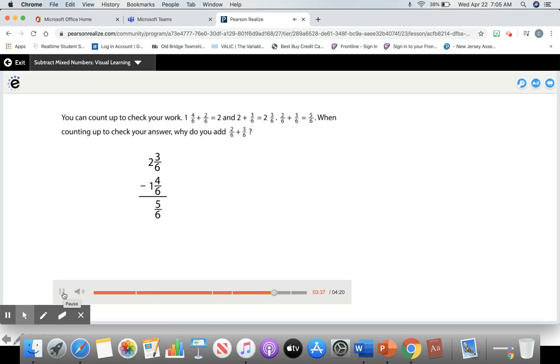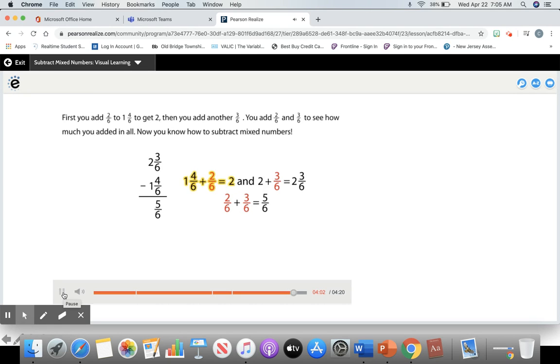You can count up to check your work. 1 and 4/6 plus 2/6 equals 2, and 2 plus 3/6 equals 2 and 3/6. 2/6 plus 3/6 equals 5/6. When counting up to check your answer, why do you add 2/6 plus 3/6? Well, why do we do that? Where did they get 2/6 from and 3/6 from? How do we do that?